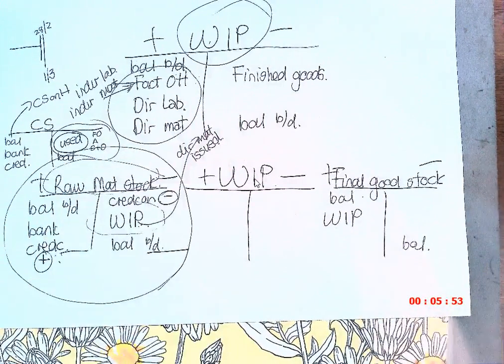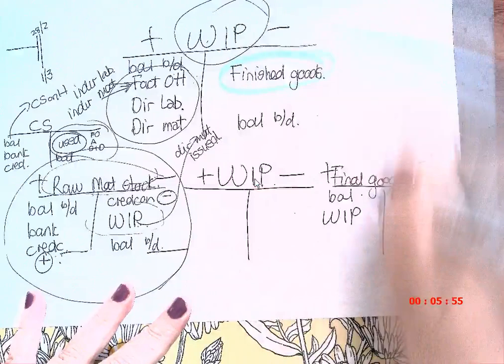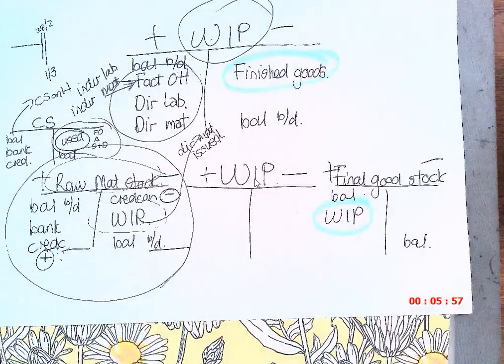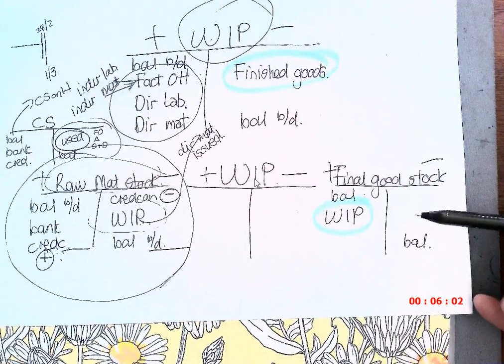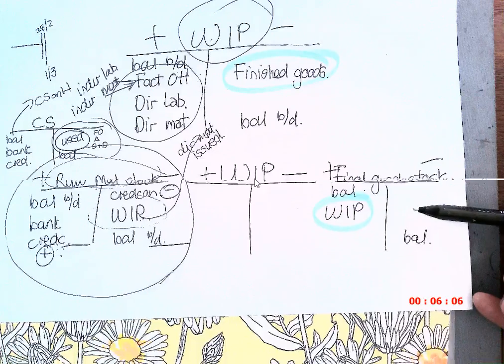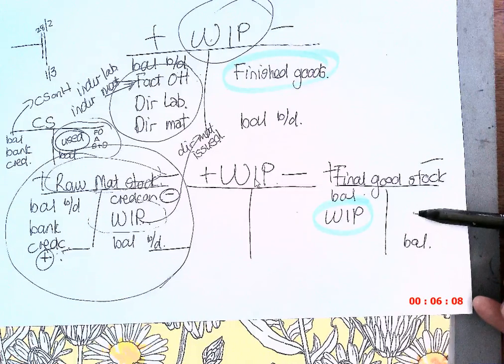It's this. The stuff that I have just finished, right? And then, what will make my final stock less? What is the goal of making this stuff? To sell it.